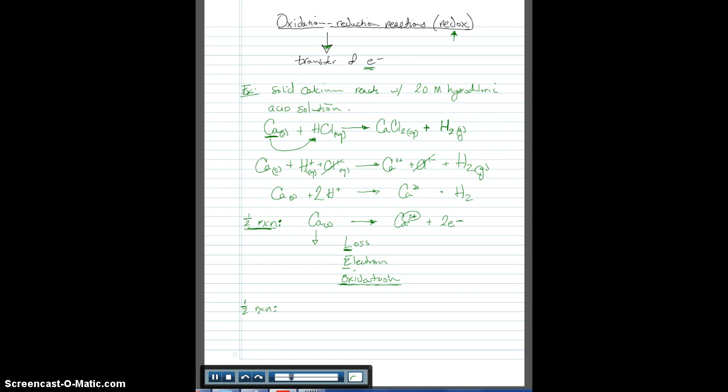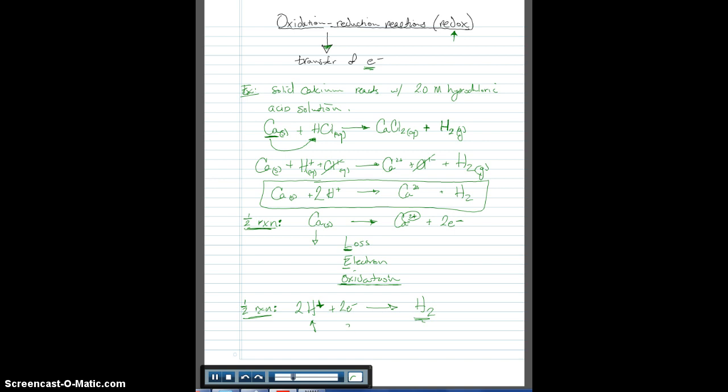Well, somebody's got to gain them. And so over on the other side of our other half reaction, we're going to take a look at our hydrogen from our original reaction up here. So let's take our 2 hydrogens, which are positively charged, and then we're going to put an arrow, and then we have H2 gas over here. And so what happens is right here, we're going to gain 2 electrons, and once we have 2 more electrons, that becomes neutral, and then we have our hydrogen.